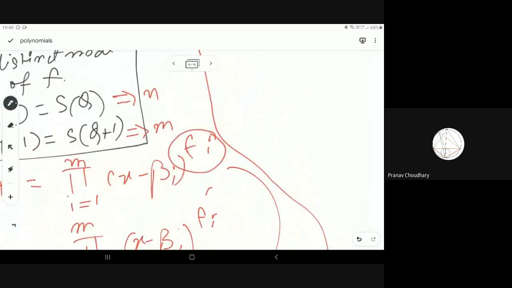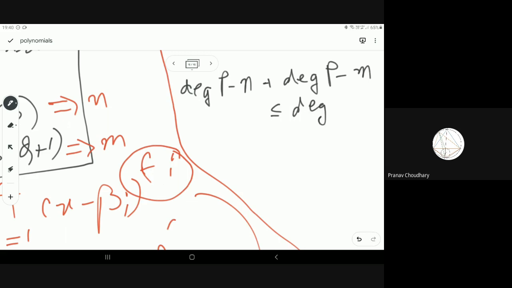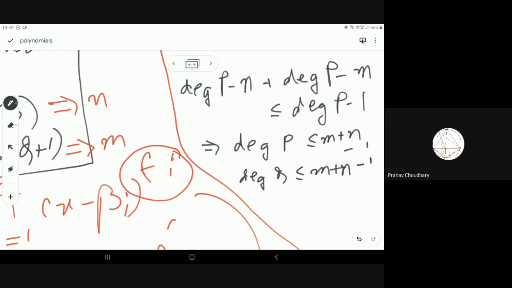If you interpret in terms of degree, the first factor has degree p minus n. The second factor has degree p minus m, and this is at most the degree of p dash, which is p minus 1, right? So this quickly gives you an inequality: degree p is at most m plus n minus 1. Similarly, degree q is also at most m plus n minus 1, right?